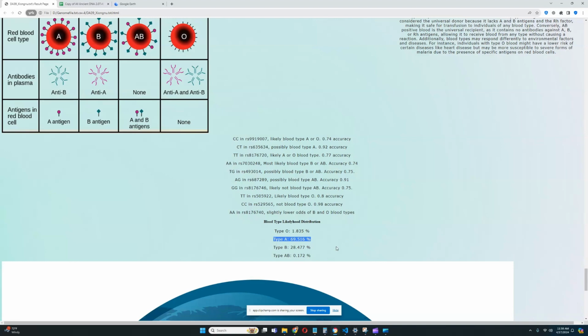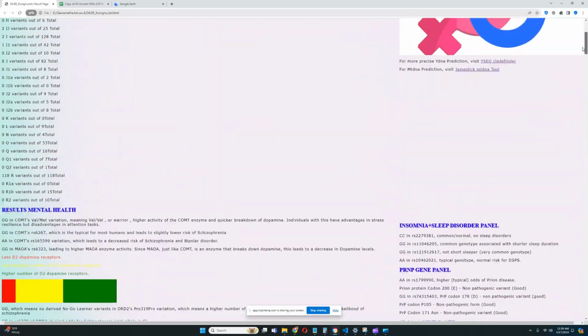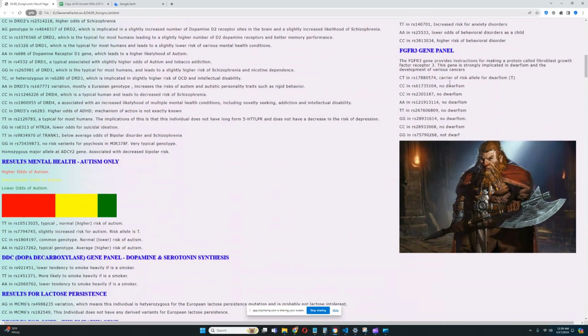Well, that's pretty much all I wanted to cover about this individual. All I wanted to say about this specific person. Him having an allele for dwarfism is definitely very interesting, unusual, unexpected.